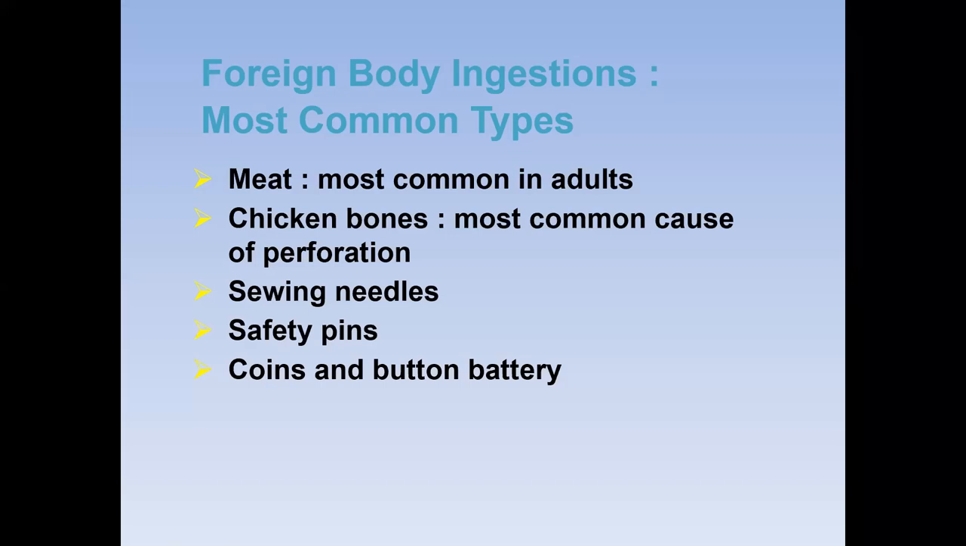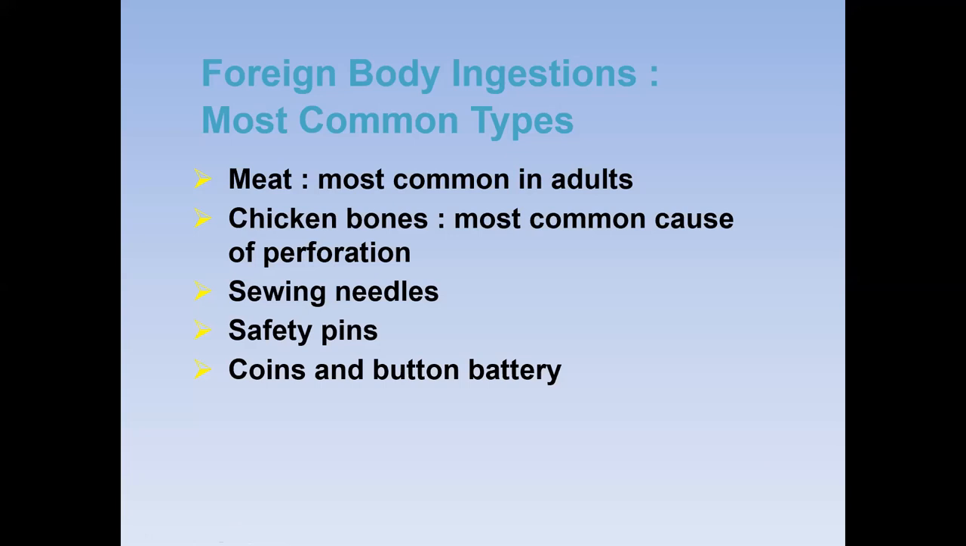We also have, for meat, chicken bones, which are the most common cause of esophageal perforations, sewing needles for those patients who are sewing and end up ingesting the foreign body, safety pins, and in children we have coins and button batteries.